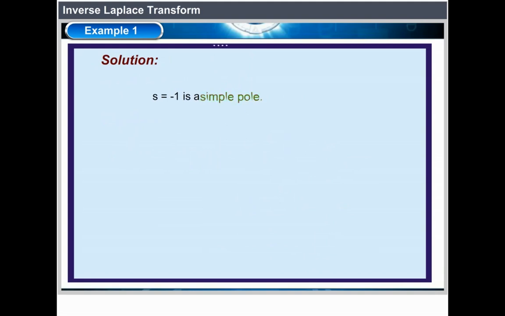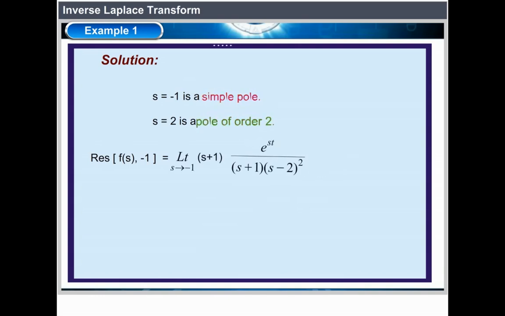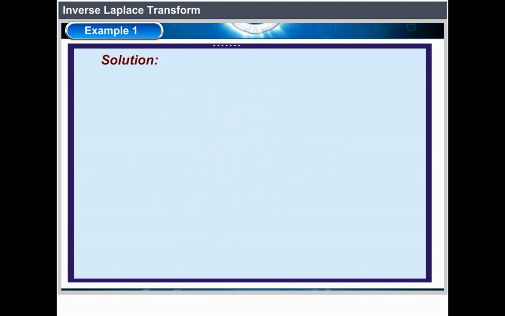s equals minus 1 is a simple pole. s equals 2 is a pole of order 2. Residue of F(s) at minus 1 equals limit s tends to minus 1 of (s plus 1) e^(st) divided by (s plus 1)(s minus 2) squared, which equals limit s tends to minus 1 of e^(st) divided by (s minus 2) squared, equal to e^(minus t) divided by 9.